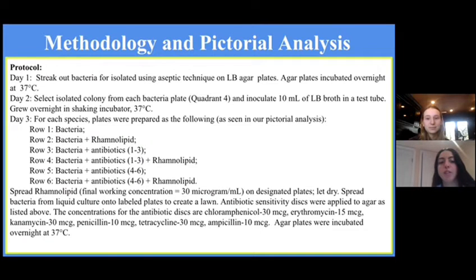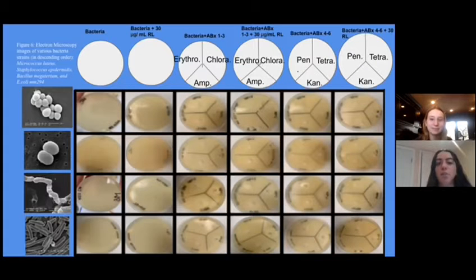Our experiment was done over the course of 4 days. Our first step was to grow and culture the bacteria. Then, we diluted the rhamnolipid solution and mixed it with the antibiotics. We then spread the bacteria from the liquid culture onto these plates to create a lawn. The antibiotic sensitivity tests were applied to agar as listed above. This slide shows the pictorial analysis.